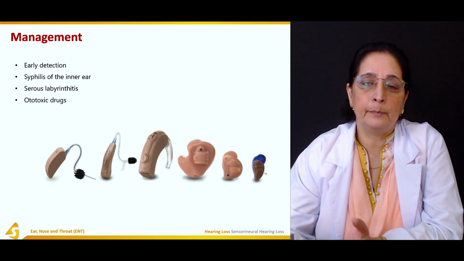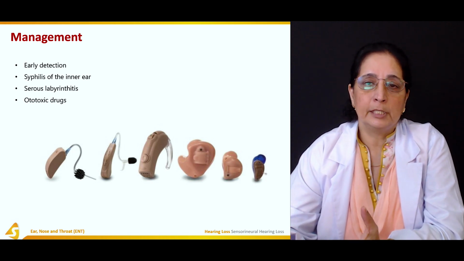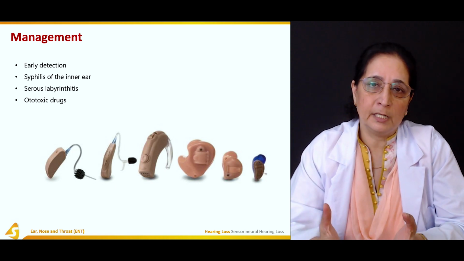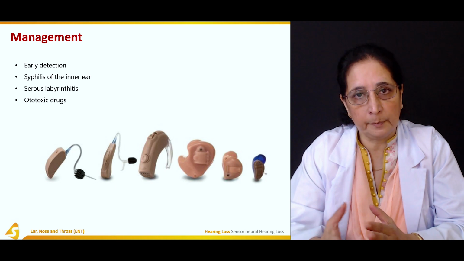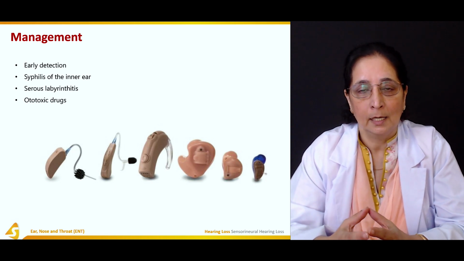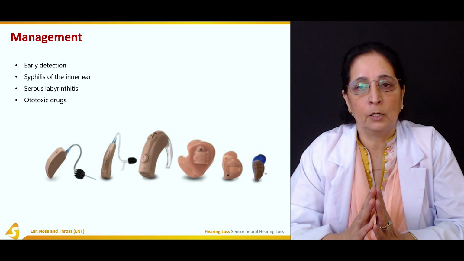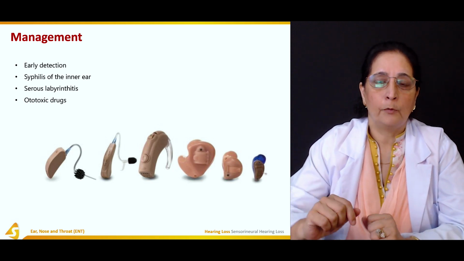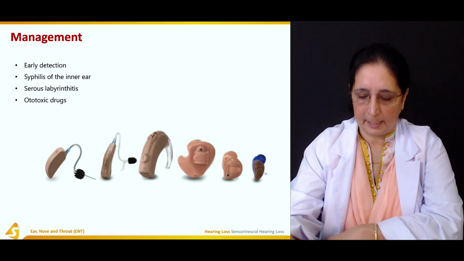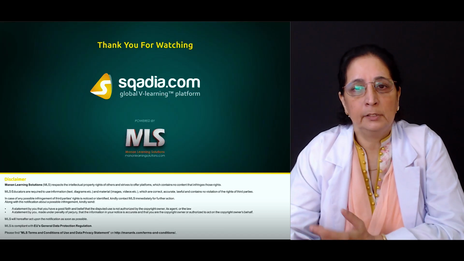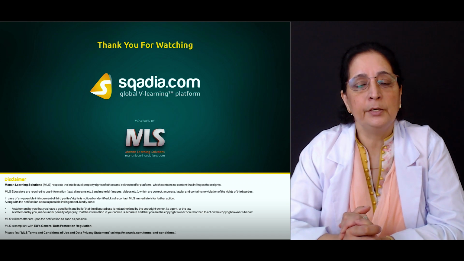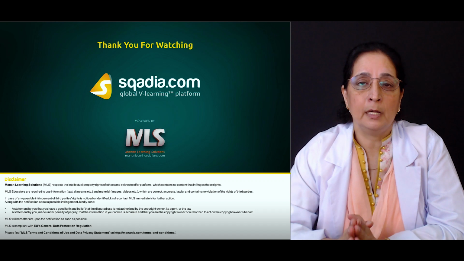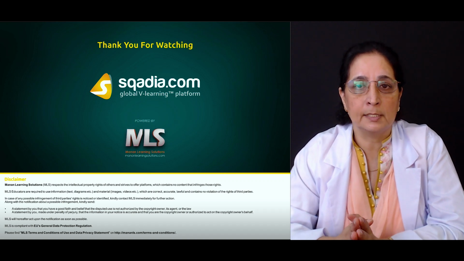Ototoxic drugs: if somebody is taking drugs which can cause ototoxicity, they should be stopped. Sometimes the damage is irreversible, the damage is already done. So it's always good to detect early that these drugs are causing a problem, or preferably they should be avoided. So that was all about sensorineural hearing loss, the different causes and management, and how we can diagnose sensorineural hearing loss.